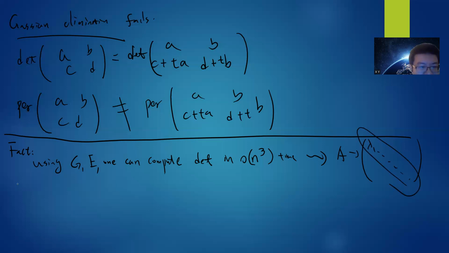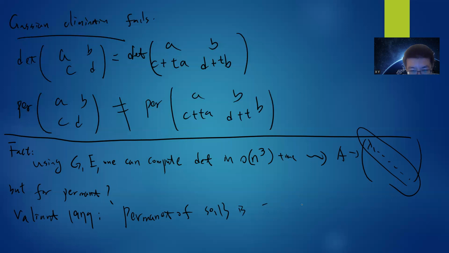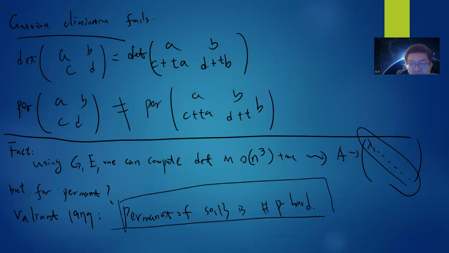Okay, but for permanents, we don't know whether there is a polynomial algorithm or not. In computer science, Valiant in 1979 proved that the permanent of 0,1 matrices is #P-hard. And the proof requires a lot of work, so maybe in the future I will give the proof. Before we finish this video, I would like to introduce Glynn's formula.